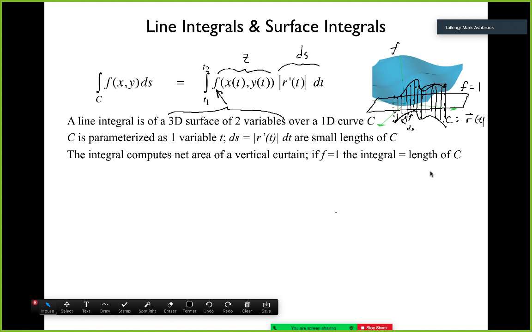We saw that before with double integrals and triple integrals, right? If you integrate 1 for a double integral, what did you get? If that was 1, we got the area of the region in the xy plane. Triple integral, if we did 1, we got the volume of the solid. So here's the same thing with line integrals. If you integrate 1, you'll get the length of the curve.